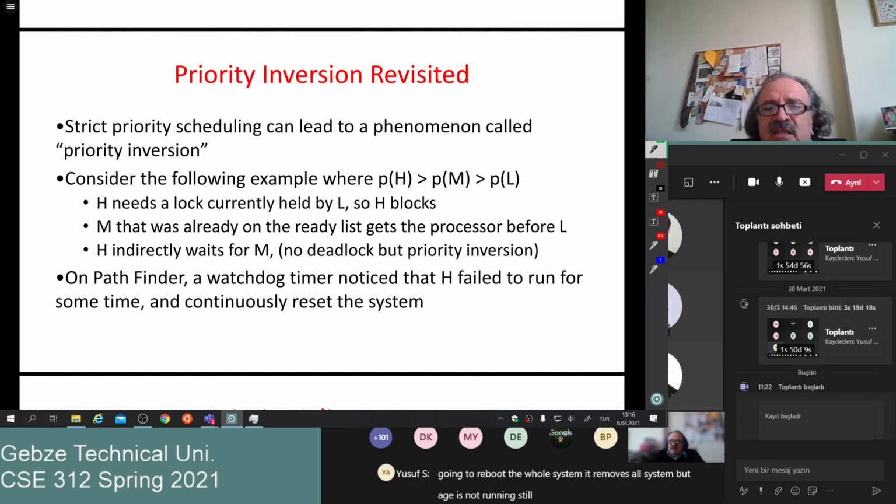The reason H is not running is because there is a low priority job. I think it was taking a backup or something. That backing up process, since it is a low priority task, doesn't run either. So H is waiting for that low priority job to finish. So it is the priority inversion problem.